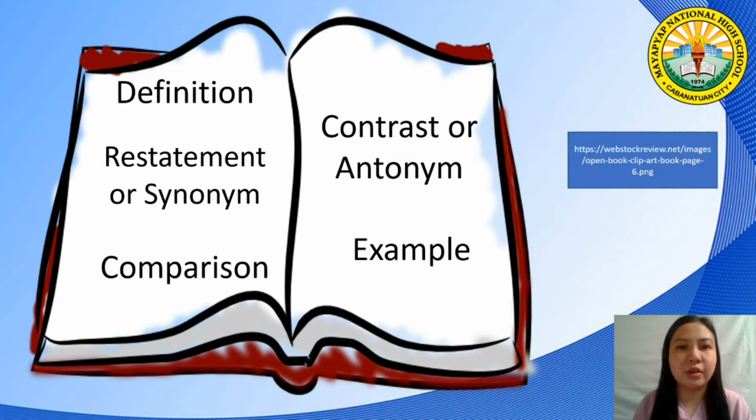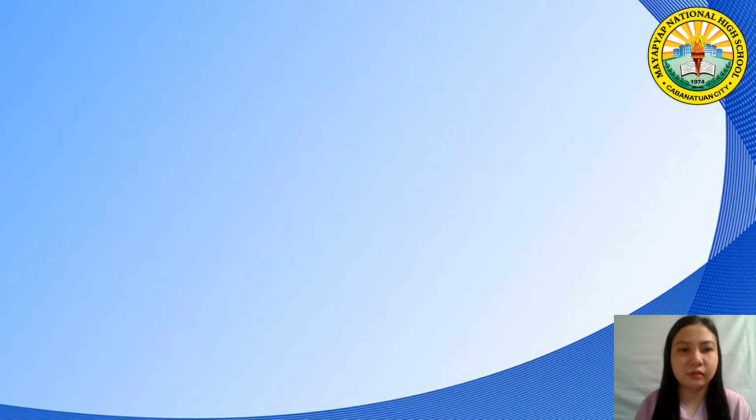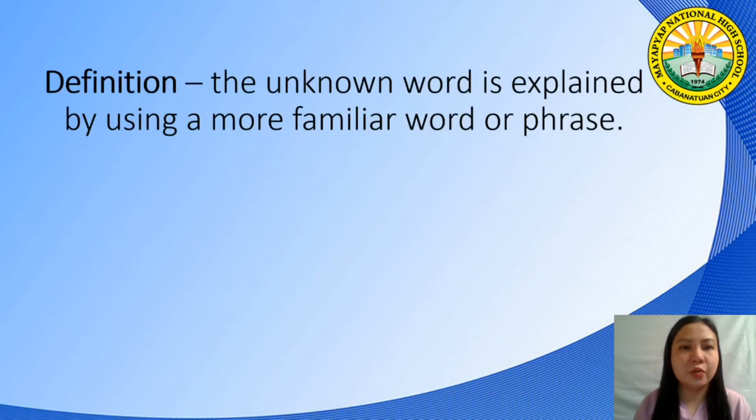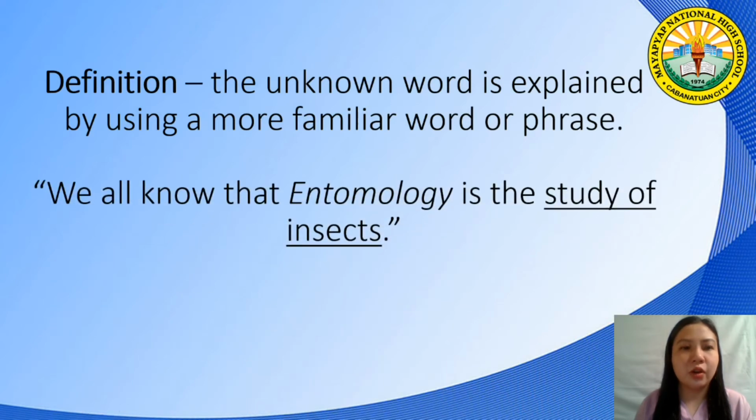These types will make you feel free from using dictionaries and other tools just to find out the meaning of the words that you are not familiar with. The first one is definition. The unknown word is explained by using a more familiar word or phrase. For example, we all know that entomology is the study of insects.